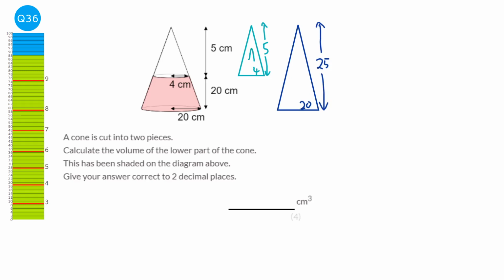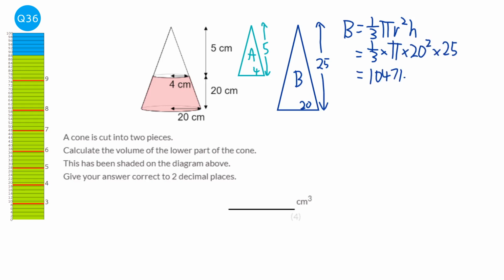So I'm just going to label them A and B. And so why don't we work out the volume for B first? And the formula for the volume of a cone is 1/3 pi r squared h, with h being the perpendicular height. So it's 1/3 times pi times 20 squared times 25, which is going to be 10,471.975, blah blah blah. We're going to work out the volume for A, and this time it will be 1/3 times pi times the radius now is 4, and the height is 5.